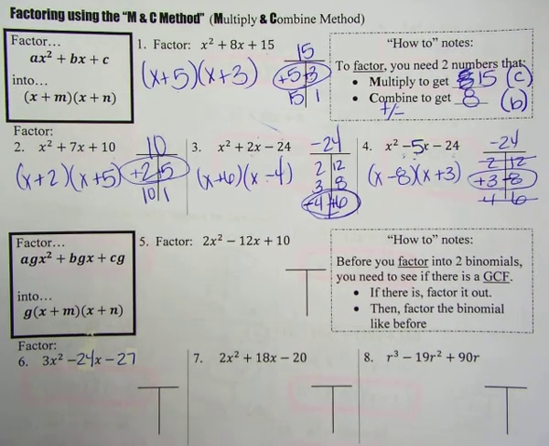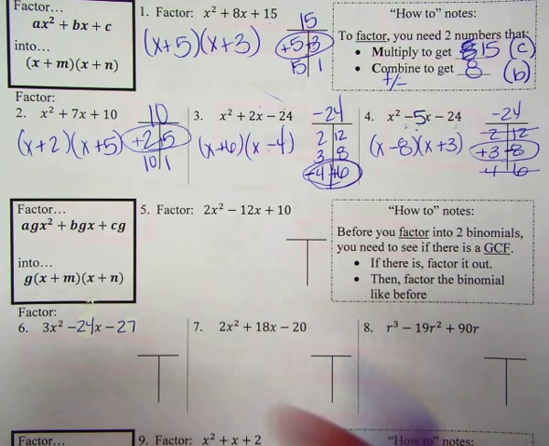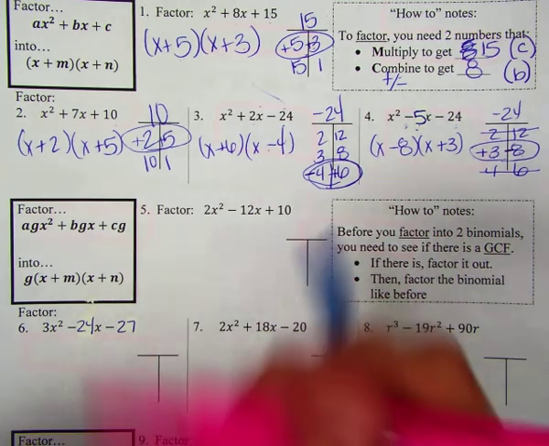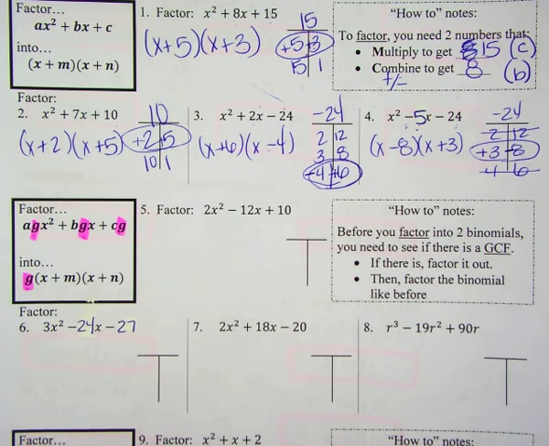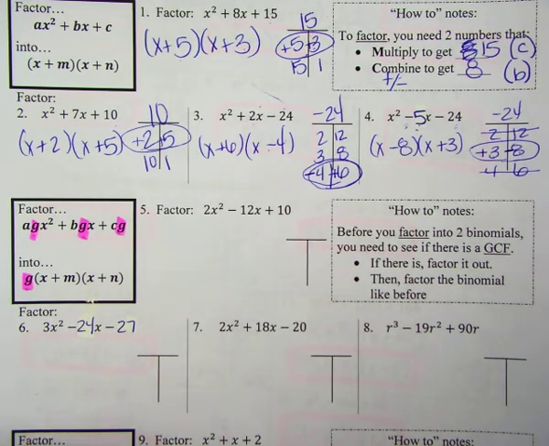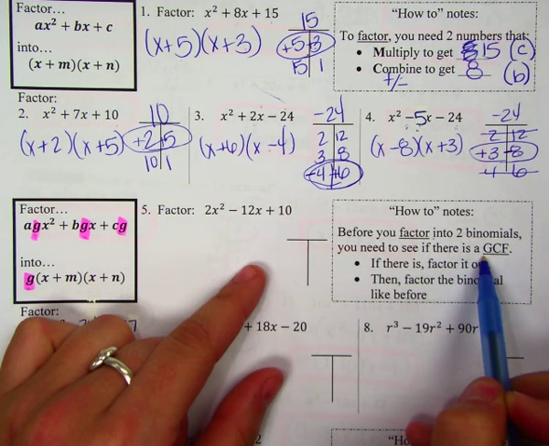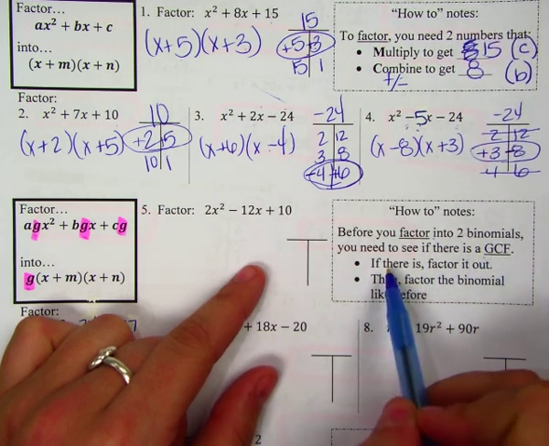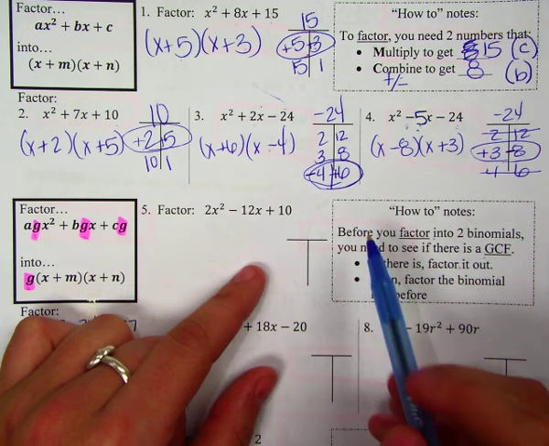Okay? Take a look at the next set. Now, if you take a look at this original thing, I have a G in each of the terms. G is the GCF. What we have to look at is before we factor two binomials, you need to see if there's a GCF. If there is, you need to factor it out. Then factor the binomial like we did up here.